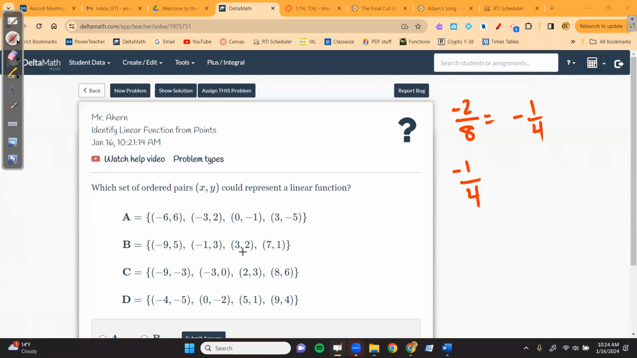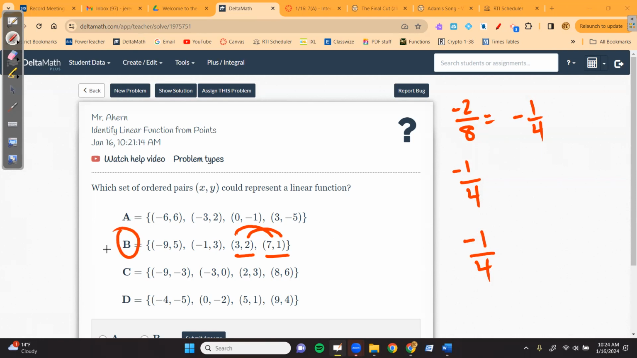And then finally, let's do the last one, this point and this point. How much does my Y change? -1. And how much does my X change? Isn't that cool? So something that didn't have a really neat kind of pattern to it turns out it actually works. So we would pick B on that one.